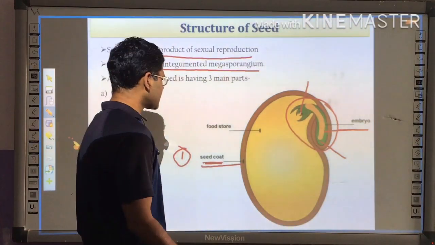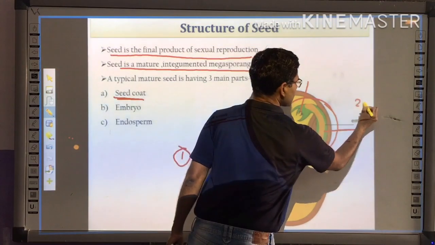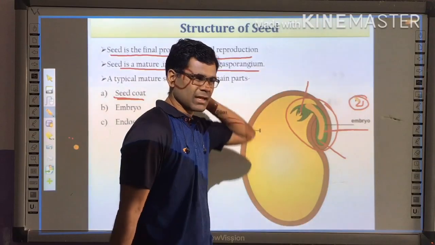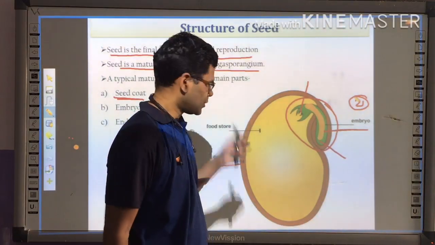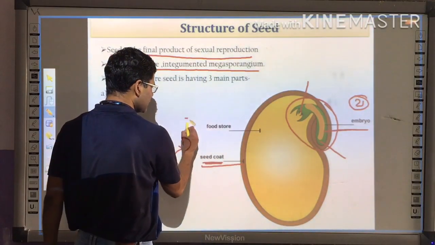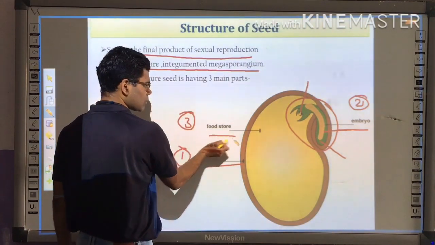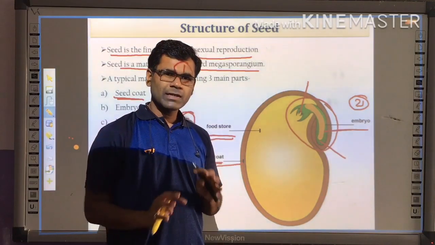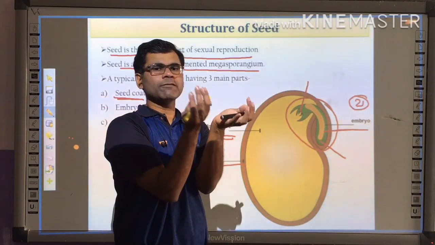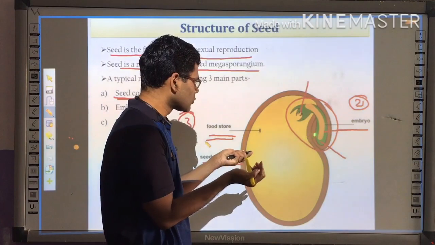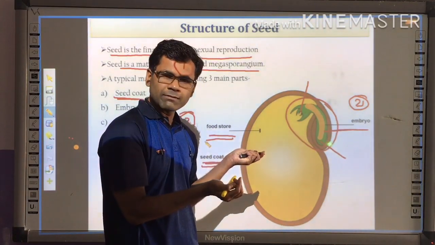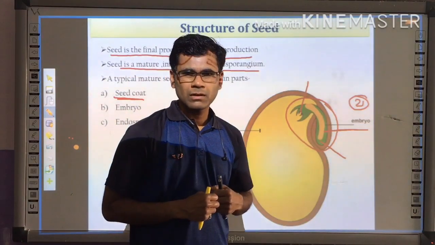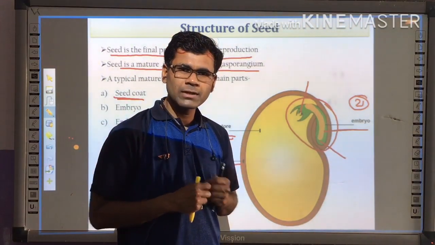Another very important part: the embryo is the second part. Regarding the embryo, we have discussed in an elaborate way in my previous video. The third one is food storage, in the form of nutritive food storage. Whenever this embryo grows, this embryo requires nutrition. And from where will it take the nutrition?